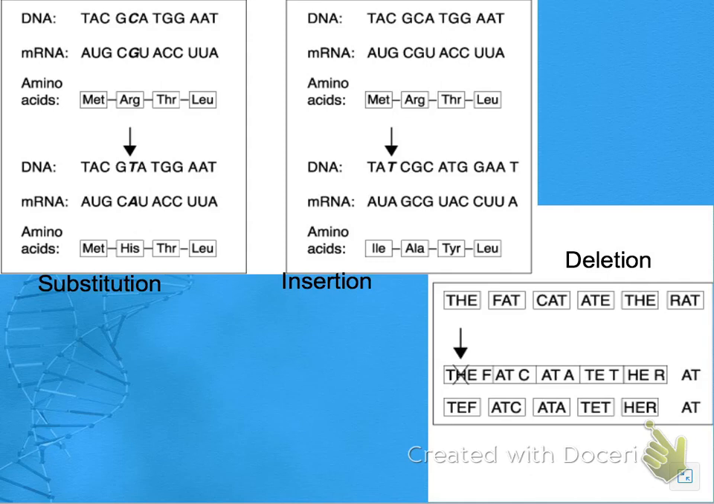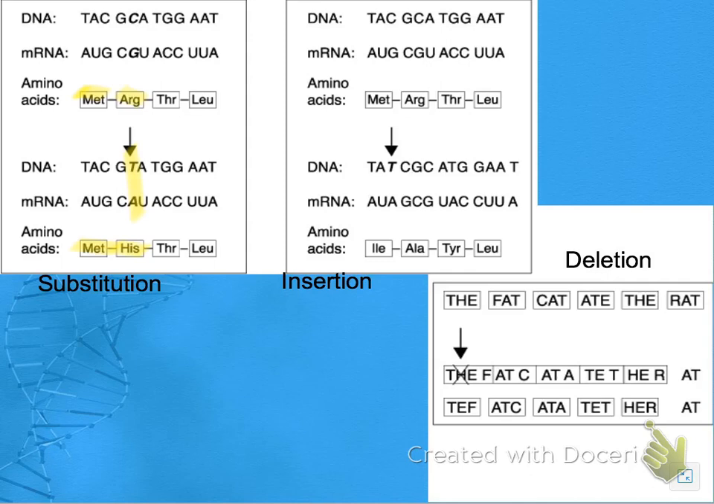So again, you can have a substitution. So instead of having a T, they put in an A, and you'll notice that methionine stayed the same at the beginning, but then arginine and histidine were swapped out. So just by switching that one letter, not such a big deal. The only thing that changed really was the arginine versus histidine.